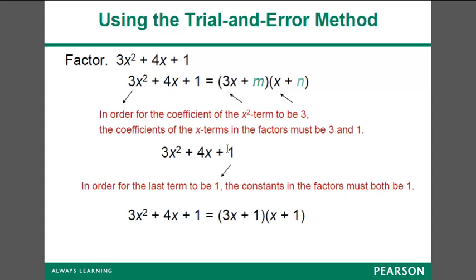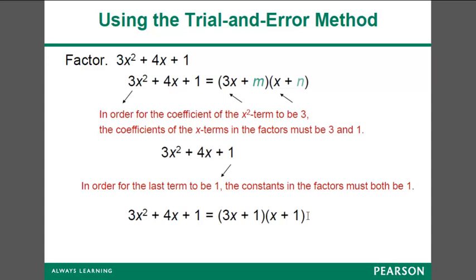We look at factors of this constant. The only factors of this constant are 1 and 1. So we get 3x plus 1 times x plus 1. When I multiply this back together, 3x times x will give me my 3x squared. 3x times 1 gives me 3x, and 1 times x gives me 1x. 3x plus 1x will give me the middle term 4x. 1 times 1 will give me 1.